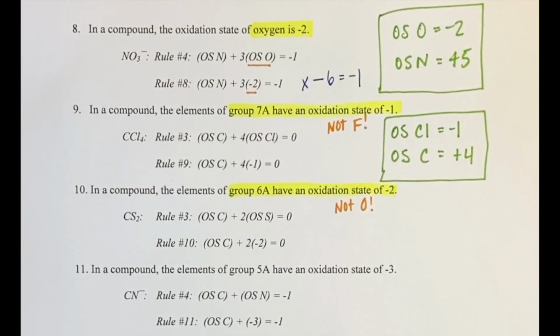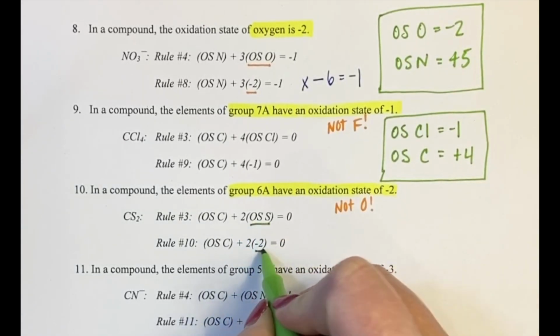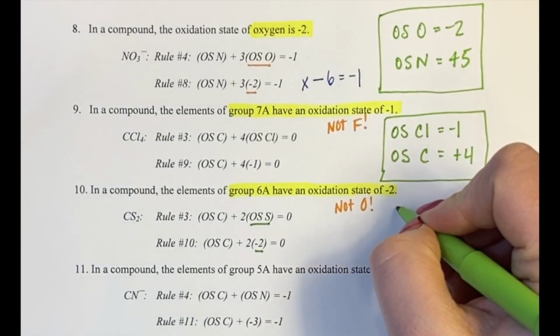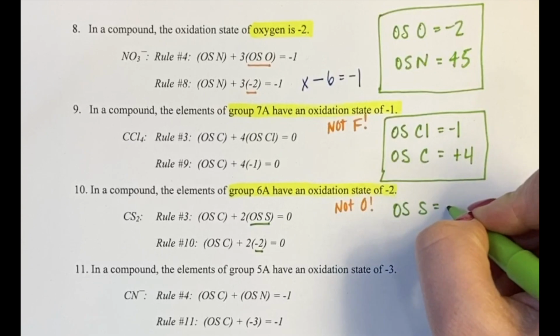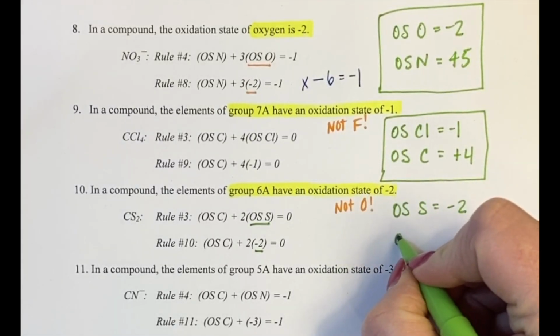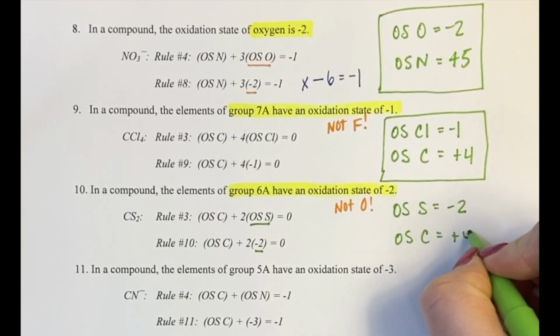So if we're looking to calculate the oxidation states for carbon and sulfur in carbon disulfide, CS2, rule 3 allows us to write the equation for a neutral compound where the oxidation state of the carbon plus 2 times the oxidation state of the sulfur must be equal to 0. Rule 10 now allows us to substitute in for the oxidation state of the sulfur. We know from our rules that the oxidation state of the sulfur is going to be -2 in this compound. We then calculate that the oxidation state for the carbon is +4.